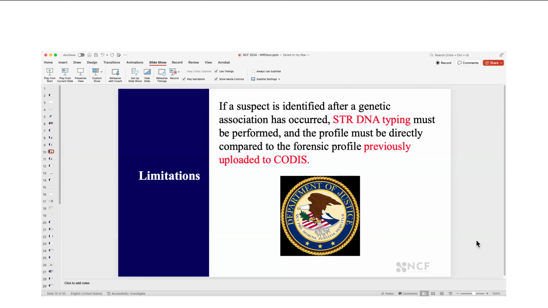They must be performed and then directly compared. And they emphasize here that if there's an STR profile available, that they expect that it be uploaded to CODIS and searched for a match.